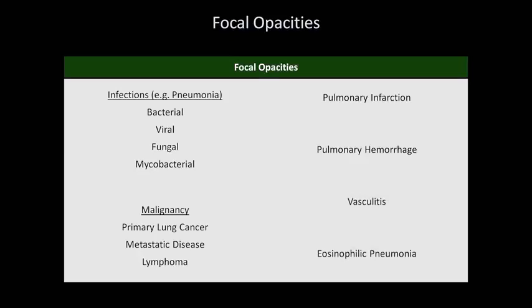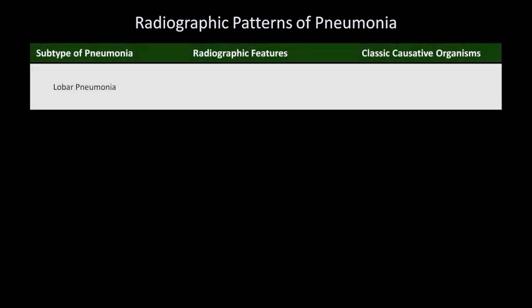Let me focus on infectious pneumonia for a few minutes, as this is by far the most common etiology of focal opacities. There are several distinctive radiographic patterns of pneumonia. For example, the best well-known and easiest to identify is lobar pneumonia. This is characterized by homogeneous consolidation, air bronchograms, and sharp borders which correspond to fissures. The classic causative organism of this subtype is Streptococcus pneumoniae, also known as pneumococcus.